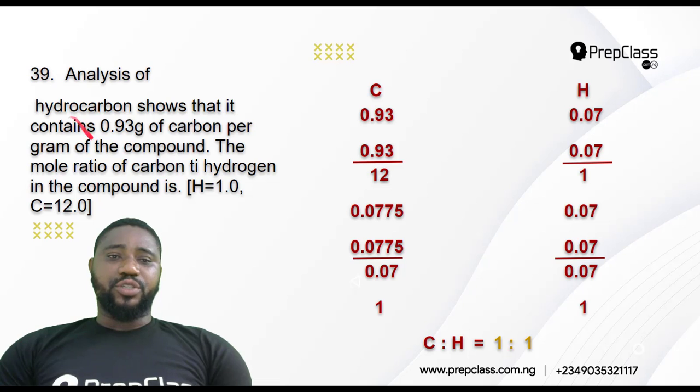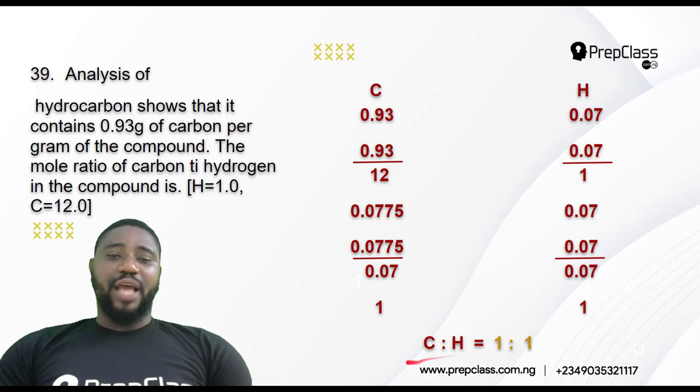Since the compound contains 0.93 gram of carbon per gram of the hydrocarbon, if we take the total mass of the hydrocarbon as 1 gram, 1 gram minus 0.93 gram will give us 0.07 gram. That means it's going to contain 1 minus 0.93 gram of hydrogen. So if carbon is 0.93 gram, hydrogen will be 0.07 gram.